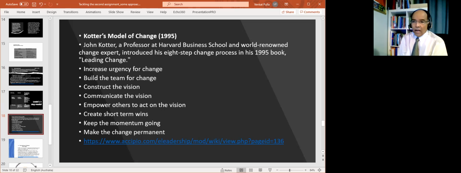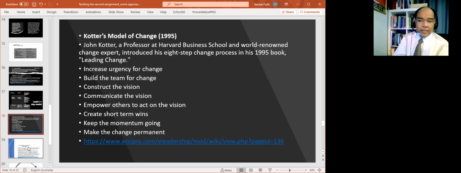John Cotter was a professor at Harvard Business School. What did he do? He had a beautiful book written, which has got an 8-step change process. And what are those steps? The steps are increase urgency for change. You wanted to bring it up quickly. Build the team for change. Construct the vision. Communicate the vision. Empower others to act on the vision. Create short-term wins for the people. Keep the momentum going. Keep telling them, COVID will move away. We will win. We will win. Make the change permanent. That's the way you need to be giving a message in the whole process.